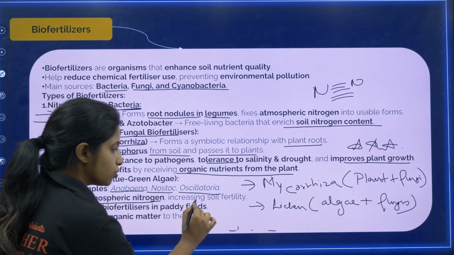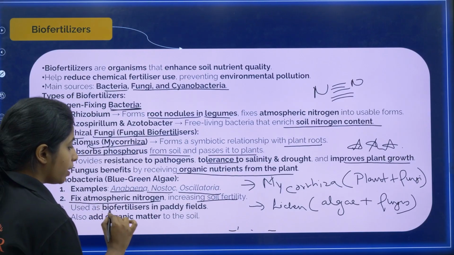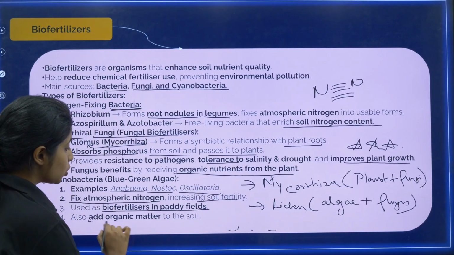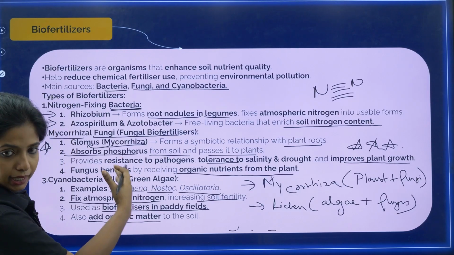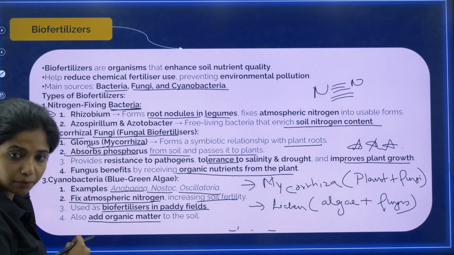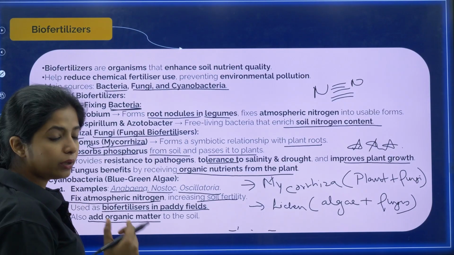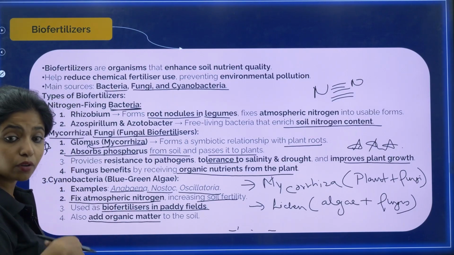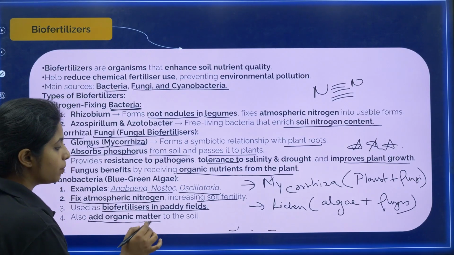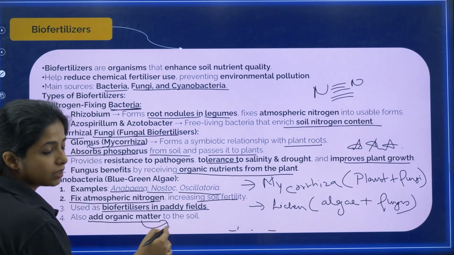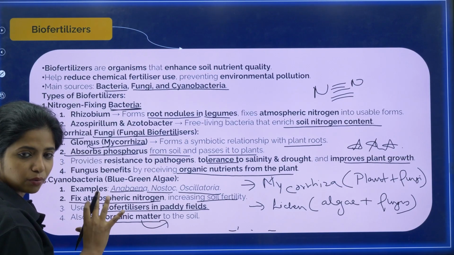Okay, and they increase the soil fertility. They are going to act like biofertilizers in paddy fields as well, very much important. And they also add organic matter. They can basically fix atmospheric nitrogen, and cyanobacteria, blue-green algae, have the property of doing photosynthesis, my dear children. Since they are doing photosynthesis, they are also going to give organic matter to the soil, increasing the soil fertility. They are going to act like biofertilizers in the paddy fields as well. So please remember all this.